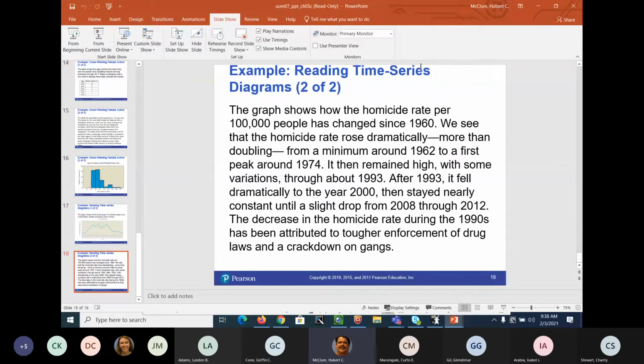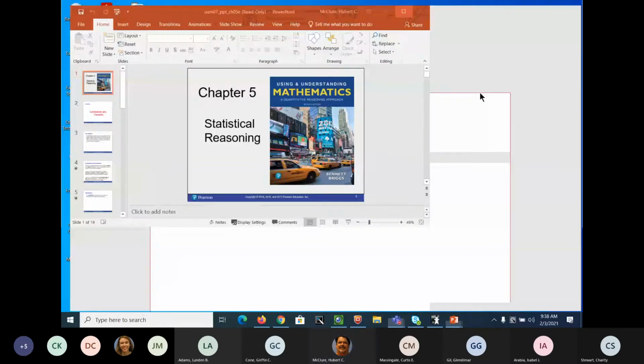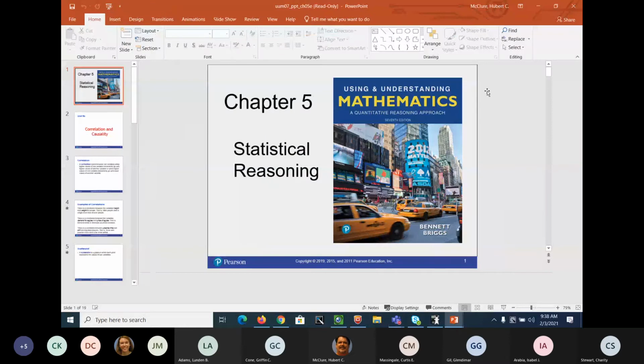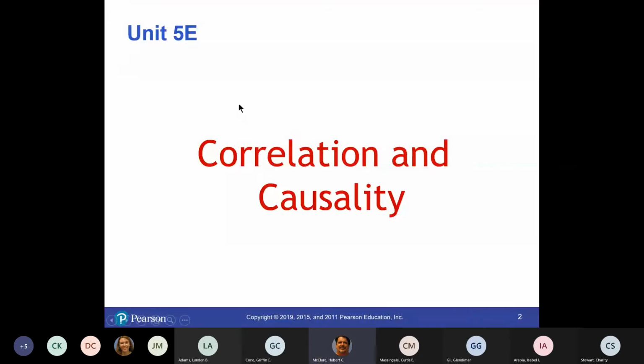That was 5C. Now we're going to 5E, and that is this one right here. Correlation and causality. How many of you watched the movie The Matrix? And I may have already talked about this.